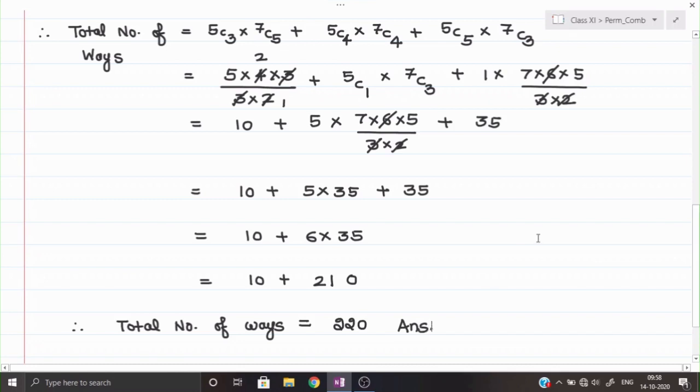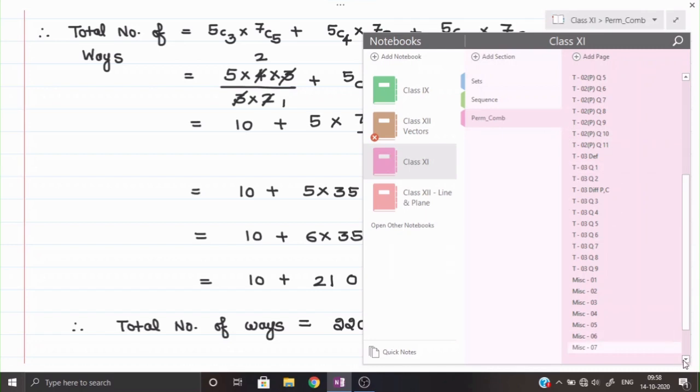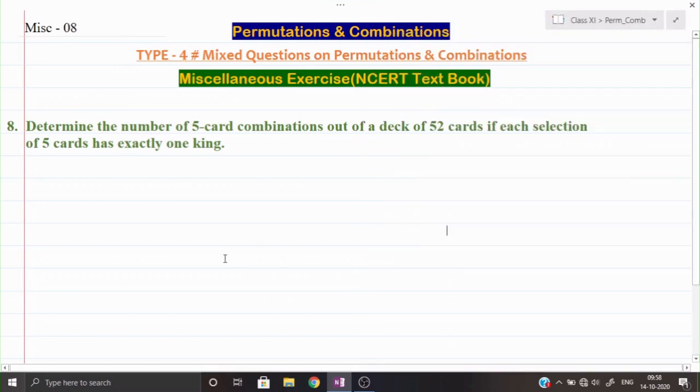Let us see the next question now. The next question is question number 8. Yes, see question number 8. Determine the number of 5-card combinations out of a deck of 52 cards if each selection of 5 cards has exactly one king.